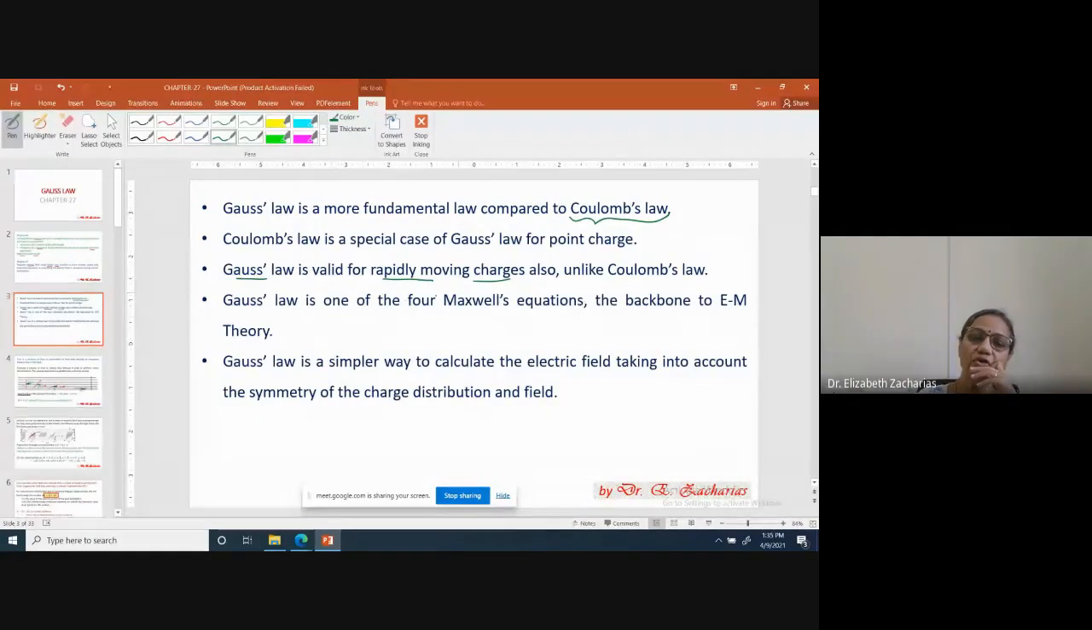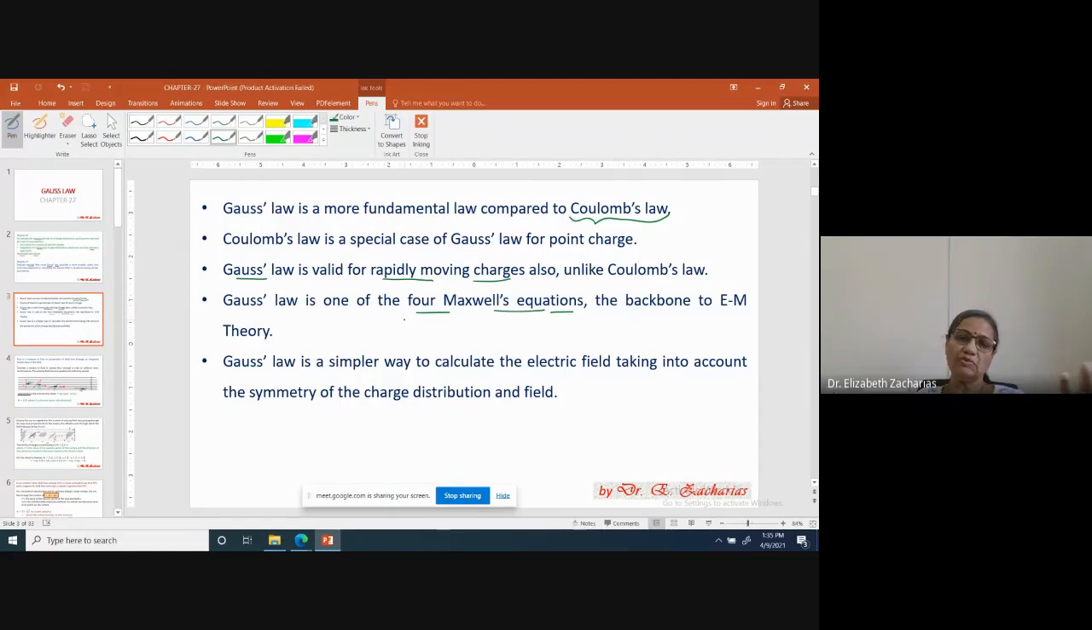And Gauss law is also one of the four Maxwell's equations. Actually, two of the Maxwell's equations are Gauss laws. One is Gauss law for electrostatics and the other will be Gauss law for magnetism. So these two will get into the four Maxwell's equations. So in that sense also Gauss law is more fundamental.